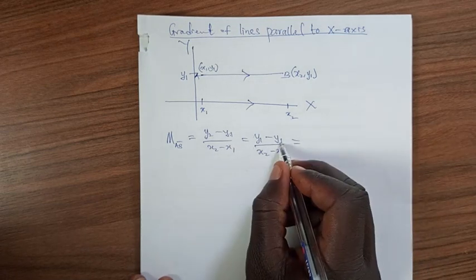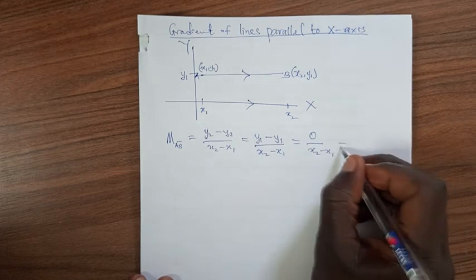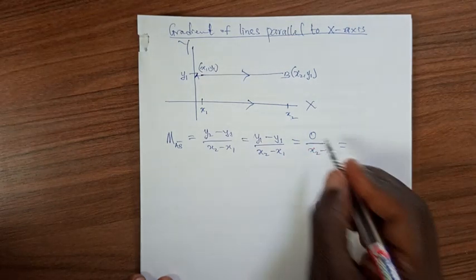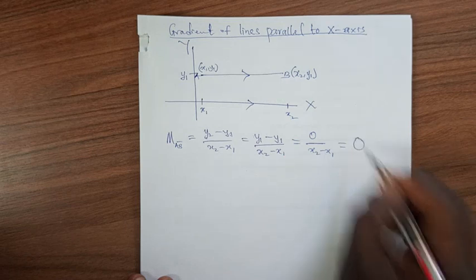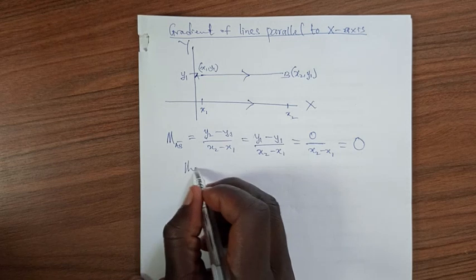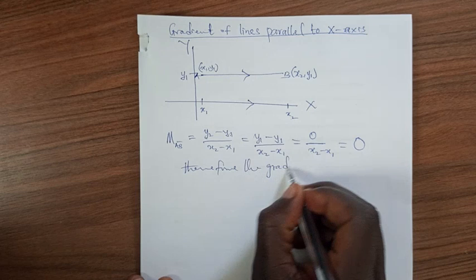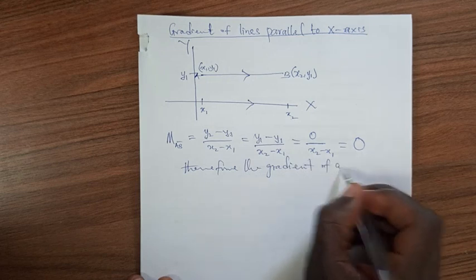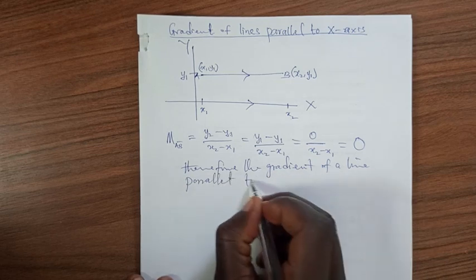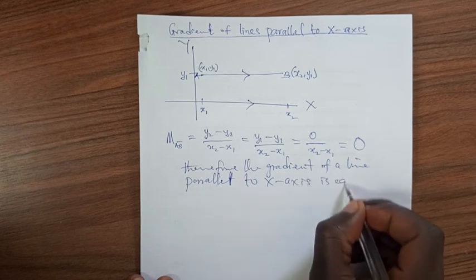But y1 minus y1 is the same thing as 0 over x2 minus x1. Any value that divides 0, the answer is still 0, because 0 divided by any number is 0. Therefore, the gradient of a line parallel to the x-axis is equal to 0. We can conclude that therefore, the gradient of a line parallel to the x-axis is equal to 0.